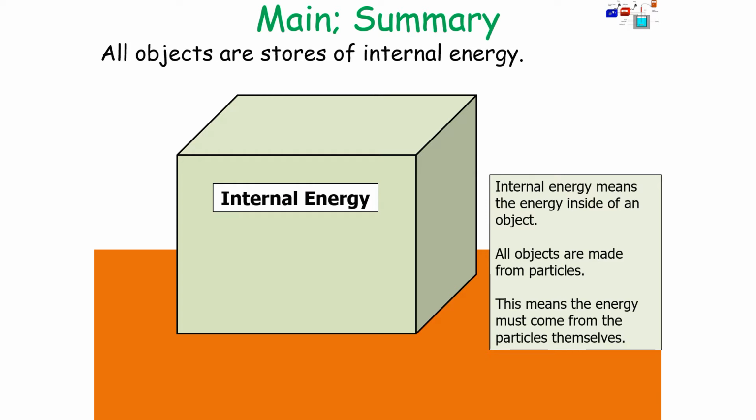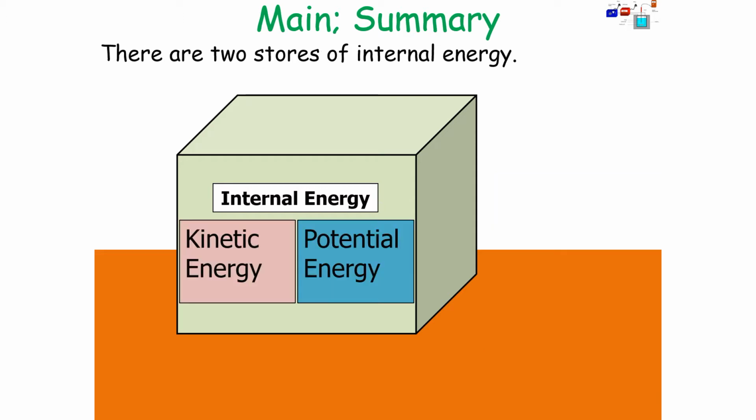So all objects are stores of internal energy. Now internal energy means the energy inside of an object. All objects are made from particles. This means the energy must come from the particles themselves. And there are two stores of the internal energy: the kinetic energy store and the potential energy store.